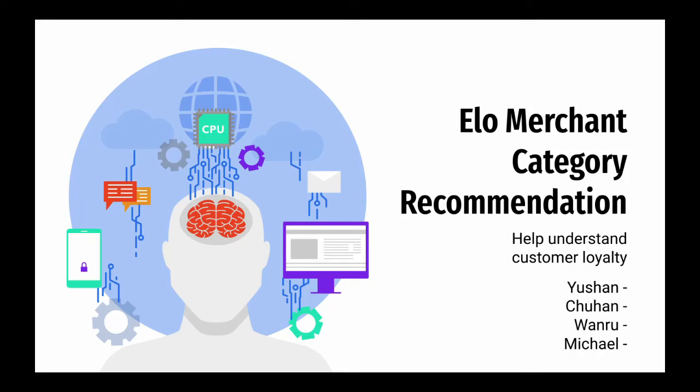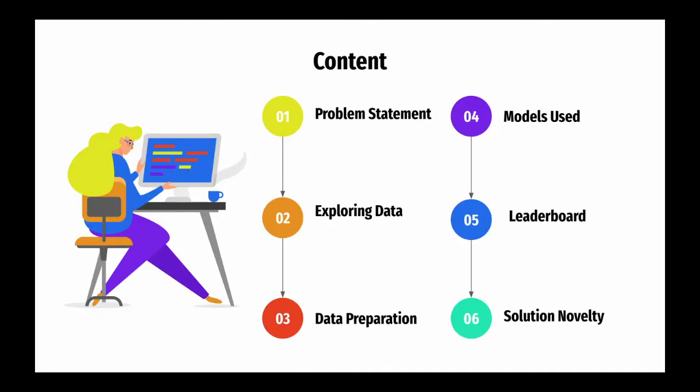We are Group 5 and going to present the final result for the course project. The category topic we choose is the Elo Merchant category recommendation. Here is the outline that we will cover in this presentation.